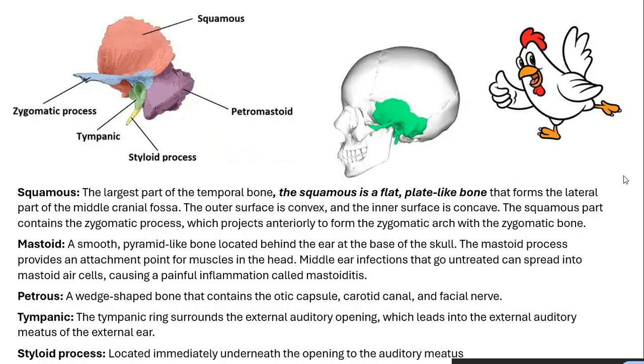Petrous, a wedge-shaped bone that contains the otic capsule, carotid canal, and the facial nerve. Right. Tympanic. The tympanic ring surrounds the external auditory opening, which leads into the external auditory meatus of the external ear. All right. So meatus, the passageway to the external ear. Styloid process located immediately underneath the opening to the auditory meatus, right?